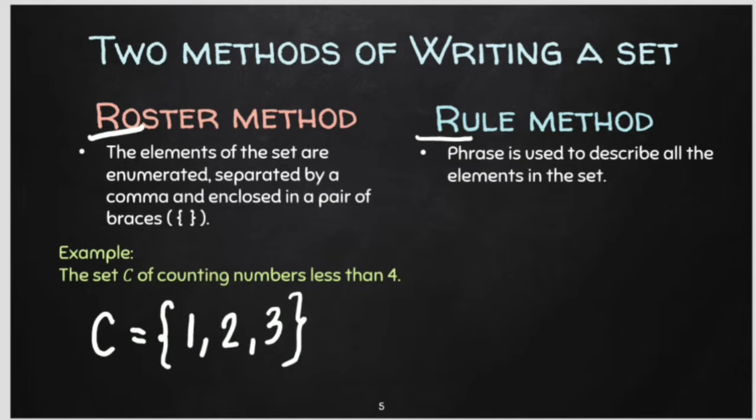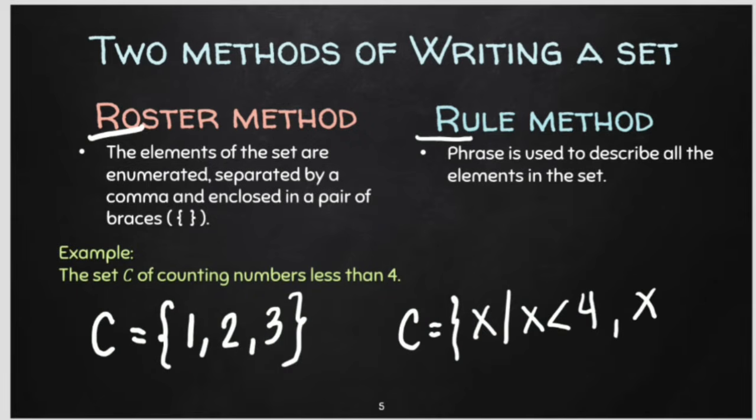Then you have the rule method. A phrase is used to describe all the elements in the set. So in this case, I can write C, still in braces, x such that x is less than 4. But I have to make sure that your x is an element of the counting numbers or the natural numbers. So this is now our rule method. We use a formula. If it's a sentence, you can write x such that, then you write the sentence. But still enclosed by braces.